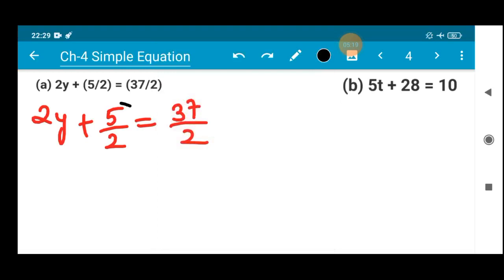So I will transpose this number to this side. This method is called transposing the number. Okay, this process is called transposing the number. So if I transpose this number, you can see here it is carrying a positive sign.